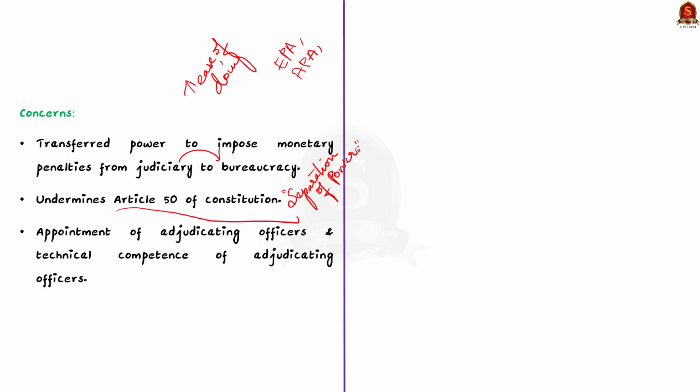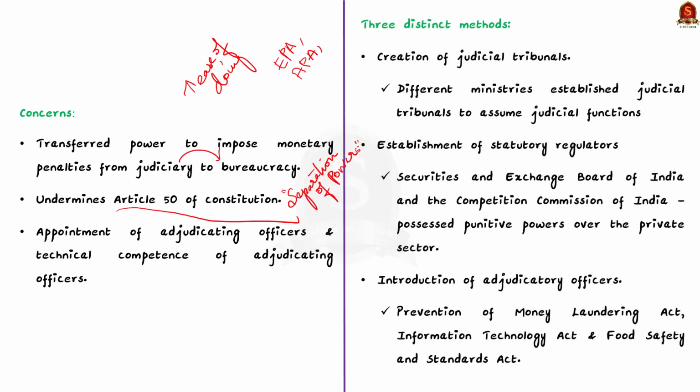The article highlights three distinct methods through which the bureaucracy has attempted to gain control over judicial powers. First is the creation of judicial tribunals. See, starting in the 1980s, different ministries established judicial tribunals to assume judicial functions previously carried out by the judiciary. Next is the establishment of statutory regulators led by bureaucrats.